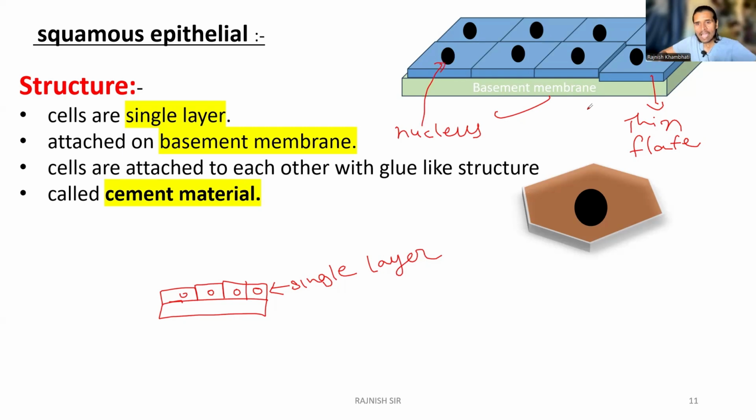Okay. And in between the cells, cement material is present somewhere here. Where I'm drawing this red line, cement material is present everywhere between two cells. With which all the cells in a tissue are attached to each other. Because of that, they are able to form the tissue.